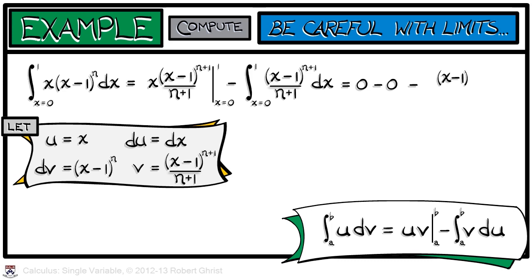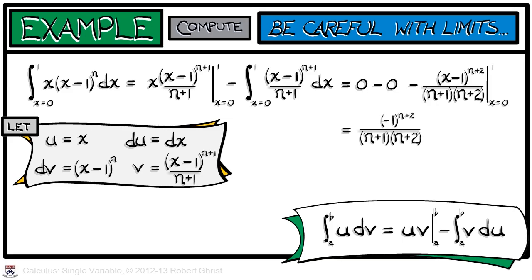over n plus 1. That is, of course, (x minus 1) to the n plus 2 over n plus 2 times that negative 1 over n plus 1 that was hanging around. Evaluating that from 0 to 1 gives us our answer very simply. (Negative 1) to the n plus 2 over (n plus 1) times (n plus 2). Pulling out (negative 1) squared gives us the same answer that we saw before.